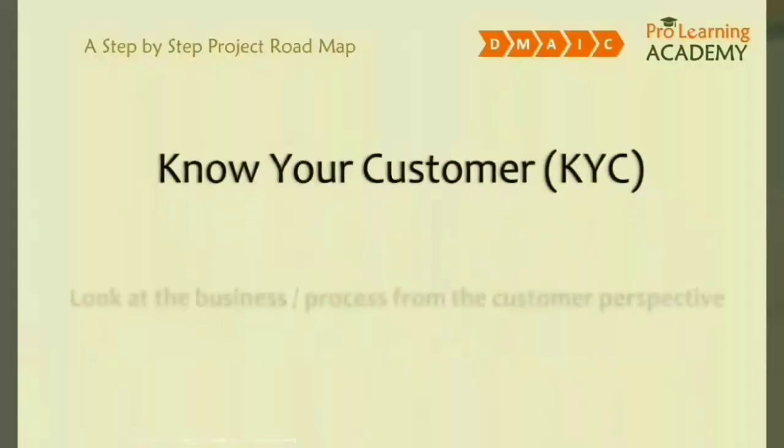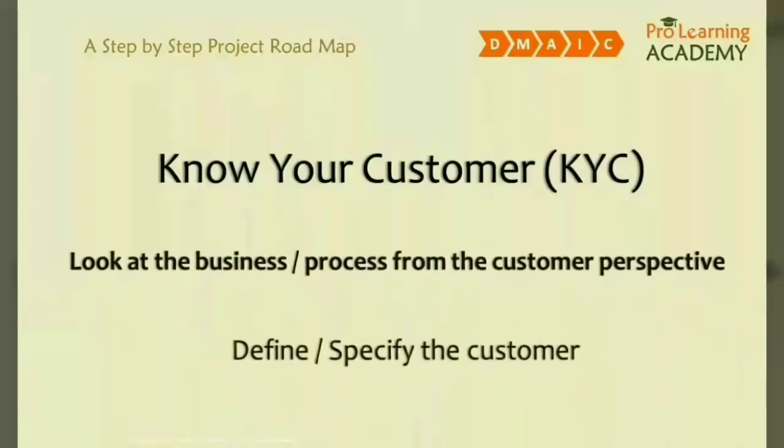In Lean Six Sigma, we always look at the business from the customer perspective. The customer can be an internal customer, stakeholder, or even a cross-functional team member, or the external customer or the end user of the product or service. So let's define or specify the customer first.